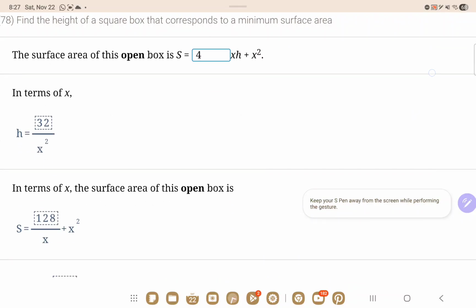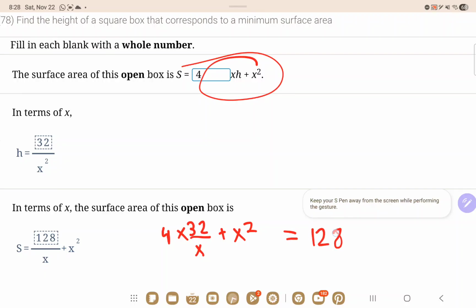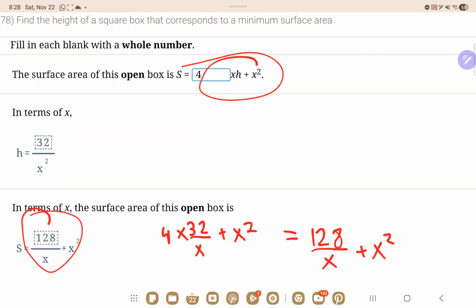Now, next part, they're asking us the surface area. So we can use this formula, but replace h with this. So 4x times 32 over x squared, plus x squared. Now the x here is going to cancel with one of the x's here, and 4 times 32 is 128. So I should get 128 over x plus x squared. And that's it for this part.